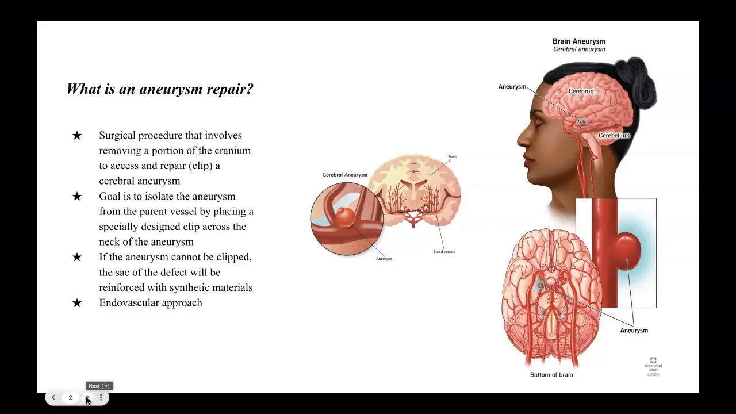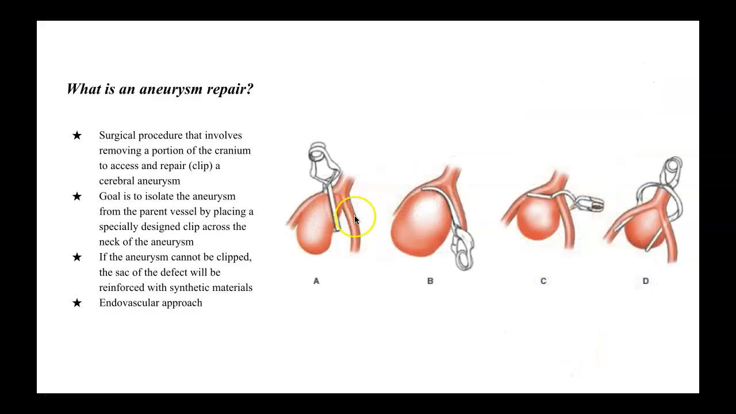The goal is to isolate the aneurysm from the parent vessel by placing a specially designed clip across the neck of the aneurysm. And if the aneurysm cannot be clipped for whatever reason, the sac of the defect will be reinforced with synthetic materials like polymethyl methacrylate or mesh gauze. Or the feeding vessels might be ligated. These are the different ways that an aneurysm can be clipped.